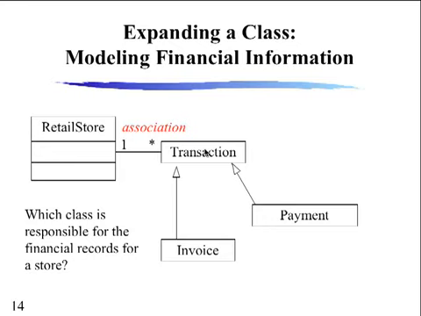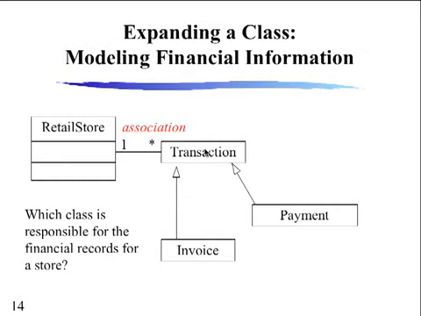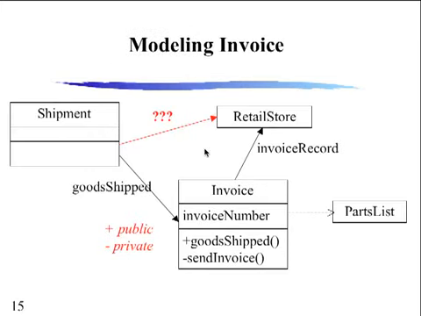So the point I'm trying to illustrate is that it depends on what you're trying to show in the diagram as to what level of detail you're going to put in the diagram. And you would probably put a caption above or below the diagram saying, this is going to show the financial records or something. And here's modeling the invoice.